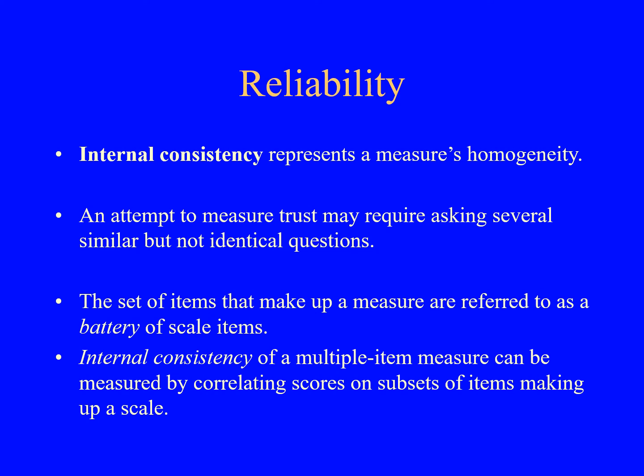Reliability. Internal consistency represents a measure's homogeneity. An attempt to measure trust may require asking several similar but not identical questions. The set of items that make up a measure are referred to as a battery of scale items. Internal consistency of a multiple-item measure can be measured by correlating scores on subsets of items making up a scale.